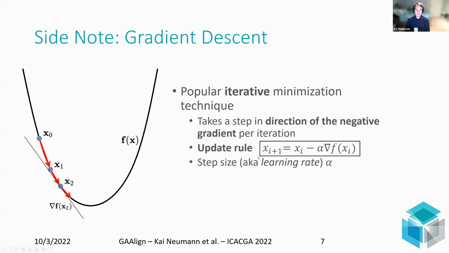And it has a very simple update rule. So it's just x_(i+1) equals x_i minus alpha times the gradient at the position x_i. And the alpha here is a parameter that can be set freely, to basically change a bit how the algorithm behaves. And this is called the step size, or also known as learning rate.